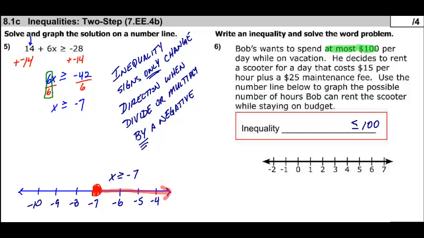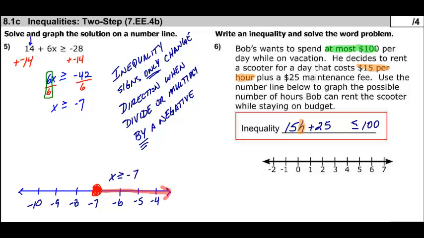He decides to rent a scooter for a day, and it costs $15 an hour. So $15 per hour. That's going to translate into 15H. This H goes with that idea of per hour. Plus a $25 maintenance fee. Notice it doesn't say a maintenance fee per hour, it's just a flat $25 maintenance fee.